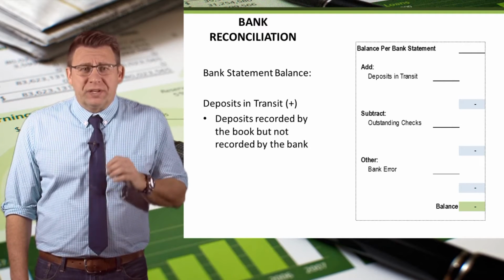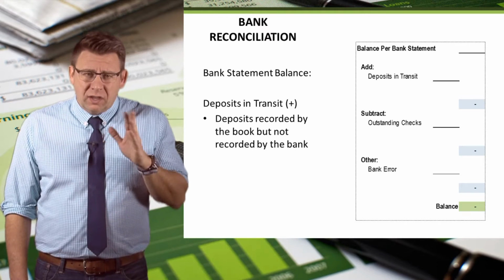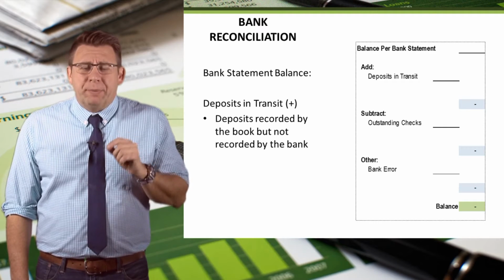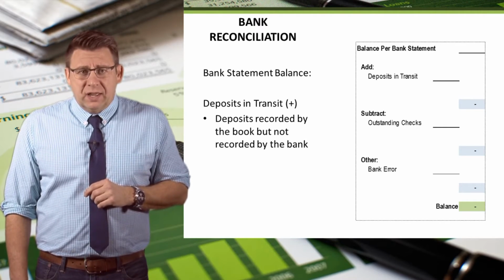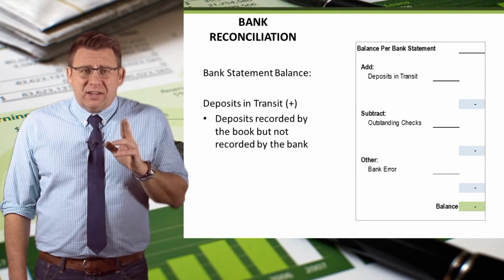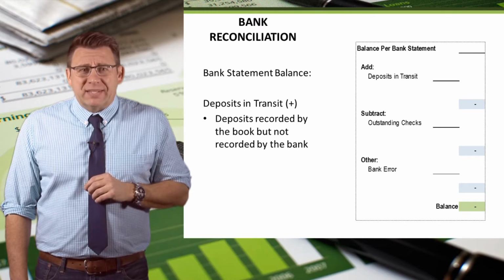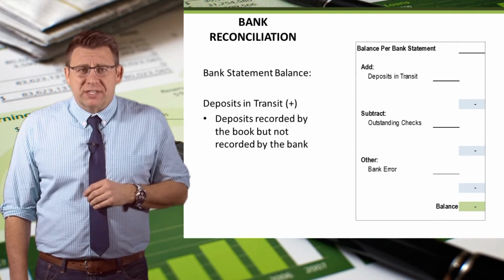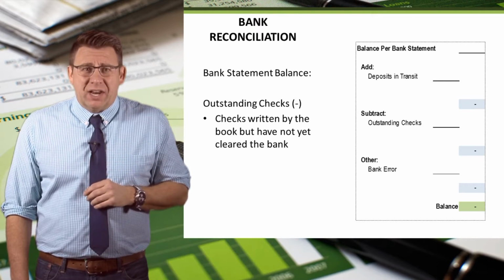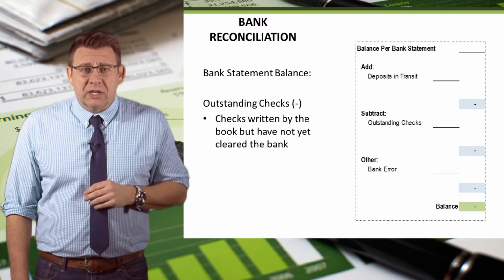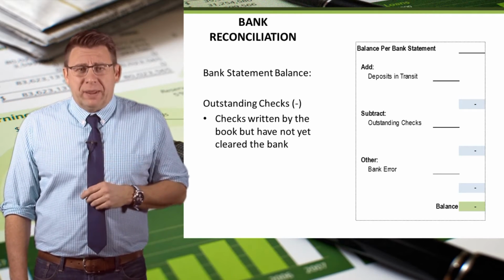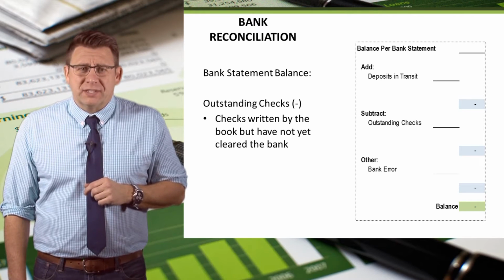Deposits in transit are receipts that the company has recorded, think debit to cash, and sent to the bank to be deposited, but the bank hasn't recorded them yet. This could happen if the end of the month falls on a weekend. They are added to the bank statement balance in the reconciliation process. Another example of something the book knows about but the bank does not are checks written but that have not yet cleared the bank. These are known as outstanding checks.